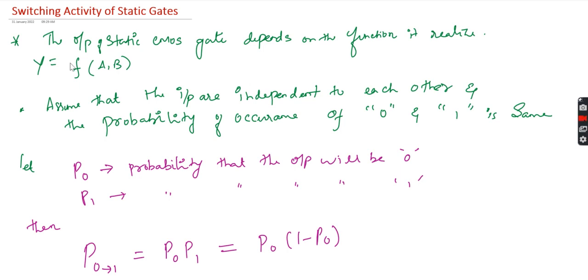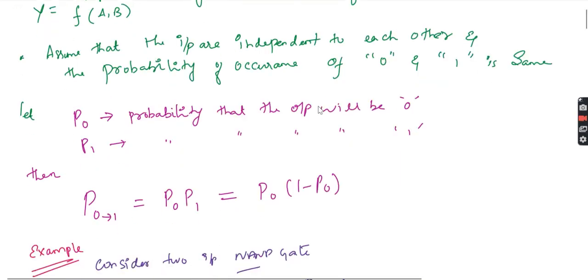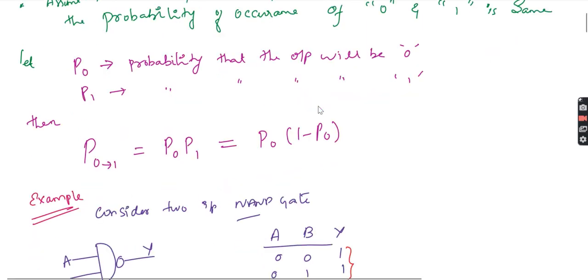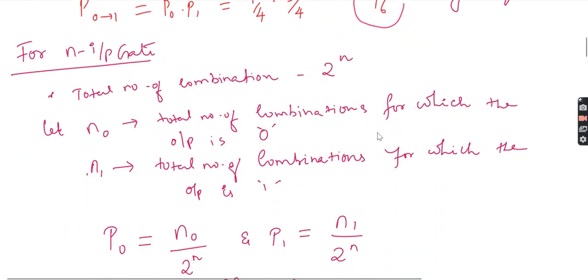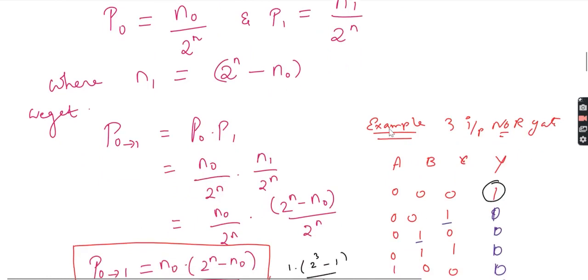If you are realizing the basic gates, one more scenario: if the inputs are independent of each other, then the probability of occurrence of 0 and 1 is the same, because we may get the output in the basic gate as either 0 or 1 only. From that we studied what the switching activity or the transition probability is, the probability of occurrence of 0 and the probability of occurrence of 1.